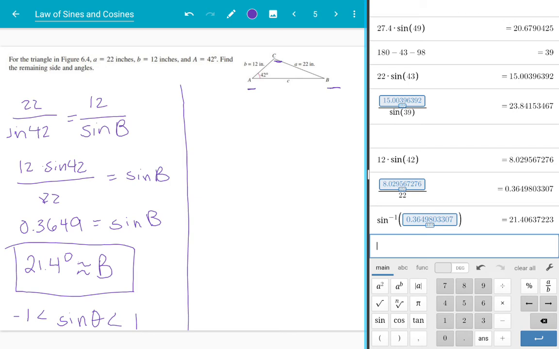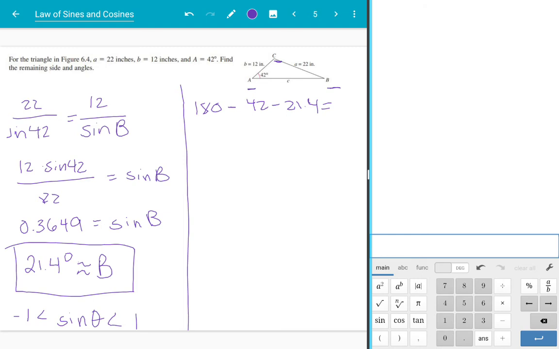So now I know angle B is 21.4. I can quickly find angle C now because I can just subtract. So 180 minus 42 minus 21.4. That gives you 116.6. So angle C is 116.6.